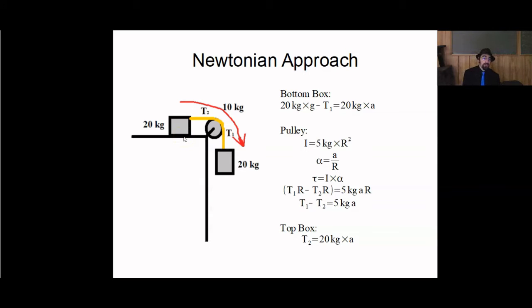Then you look at the top box. This has the easiest equation. The only force it feels is T2. So T2 is the net force. That's going to be 20 kilograms, the mass, times the acceleration a. So we finally get 3 equations in our 3 unknowns. I'm not going to actually solve them here. It's a linear 3x3 system. If you want to pause the video here and solve it as a matrix, go ahead, but I won't ask you to do that.